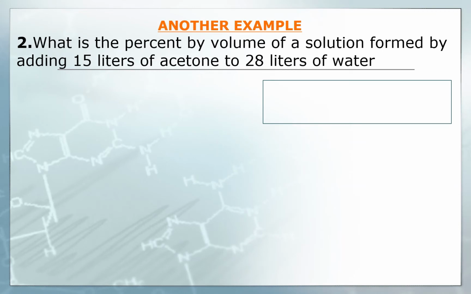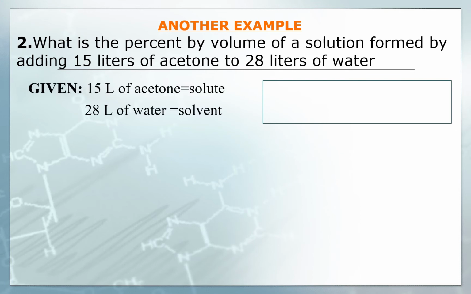Another example, number 2. What is the percent by volume of a solution formed by adding 15 liters of acetone to 28 liters of water? Given: 15 liters of acetone, our solute, and 28 liters of water, which is the solvent. Remember, class, it's easy for you to know which is our solvent because water is the universal solvent. So the solute is the substance added to the solvent.